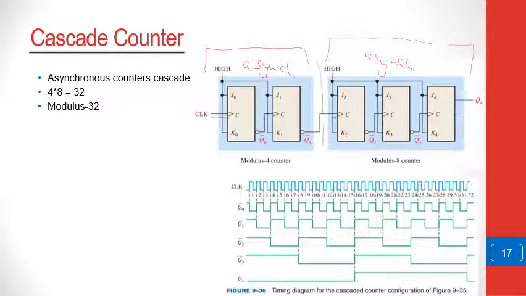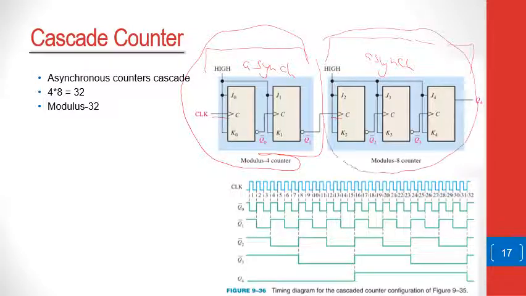But we can use these big blocks of modulus 4 counter and cascade it with another big block of the modulus 8 counter. And what happens then is that the resulting modulus of the combination of the two would be the modulus of the first counter multiplied by the modulus of the second counter, not the addition. So this whole block together will be a modulus 32 counter.